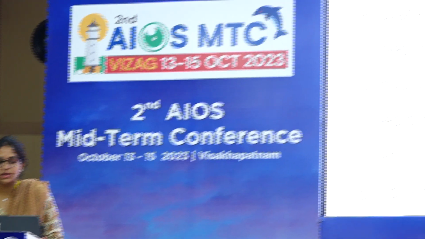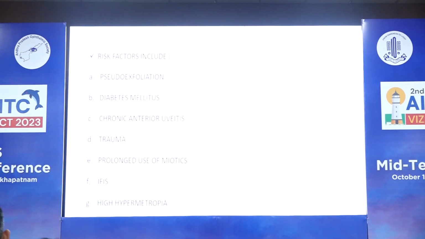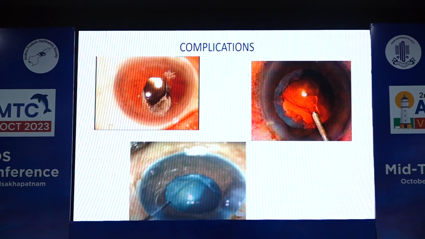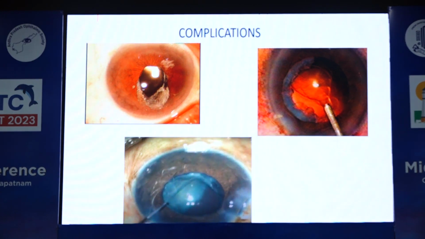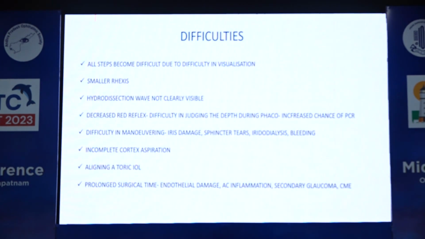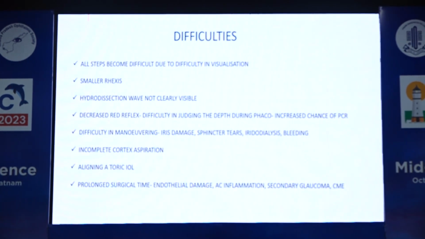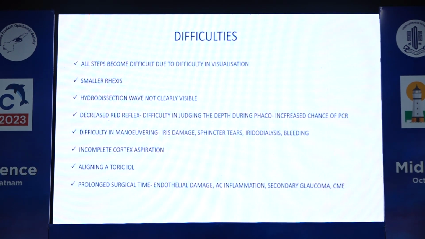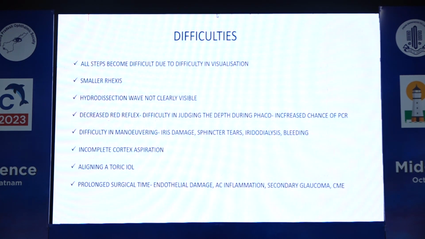So what are the risk factors? Pseudoexfoliation, diabetes, chronic uveitis, trauma, prior ocular surgery, prolonged use of myotics like pilocarpine, floppy iris, high hypermetropia, and so on. The complications include damage to the sphincter, iris chafing, PC rent, nucleus drop, and also because of the prolonged surgical time, there can be AC inflammation, endothelial damage, and so on. The difficulties associated: all the steps become difficult because there is a difficulty in visualization because of the decreased red glow, and also there is a decreased working space because of which there is difficulty in maneuvering.